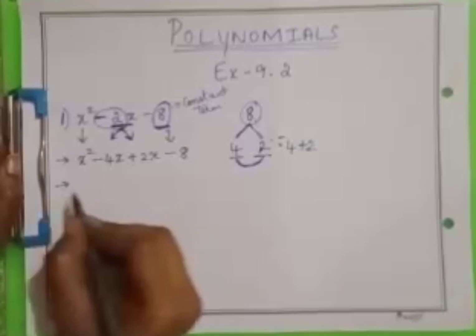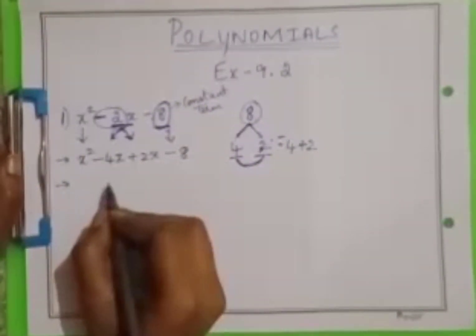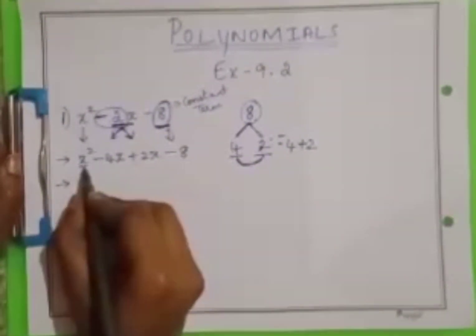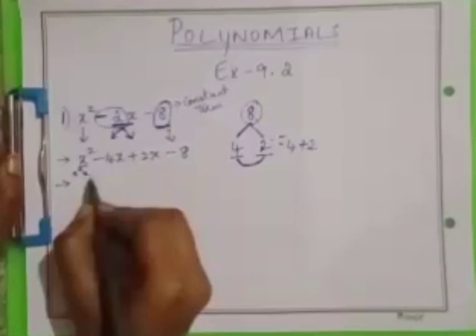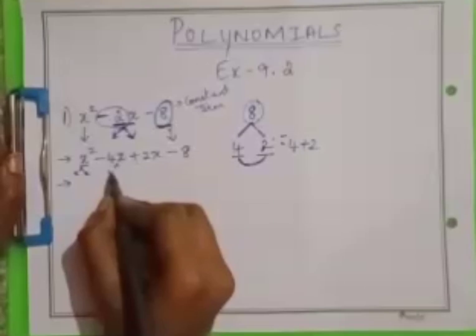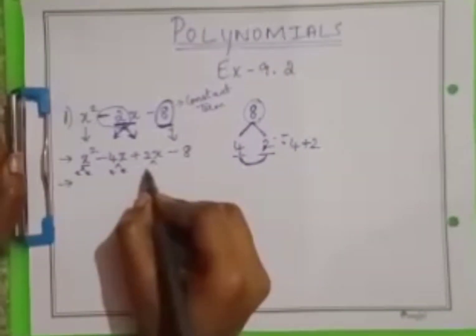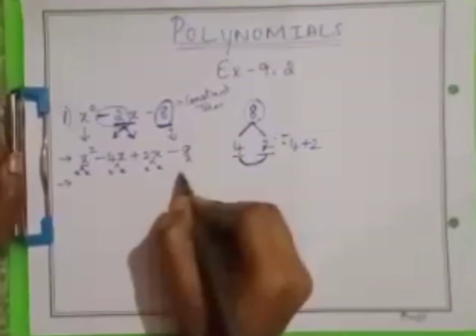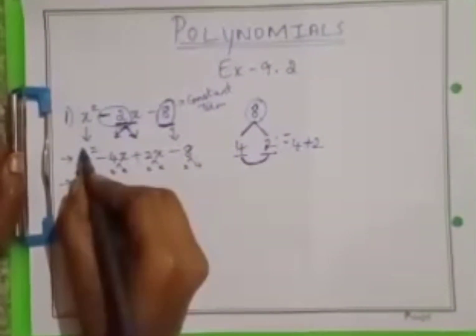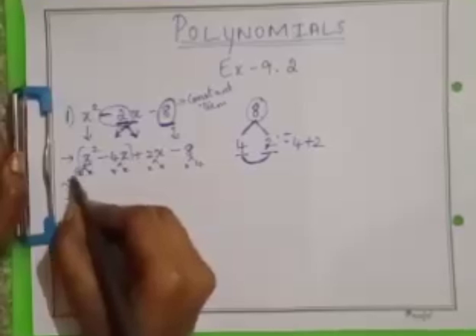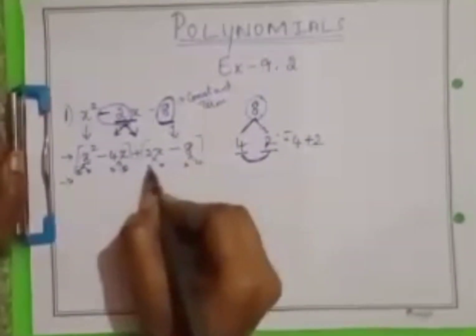Next, in the next step, we are supposed to take the common factor out. Here, x square is nothing but x into x. 4x is nothing but 4 into x. 2x is nothing but 2 into x. 8 is 2 into 4. Among the first two, x is common, and among the last two, 2 is common.